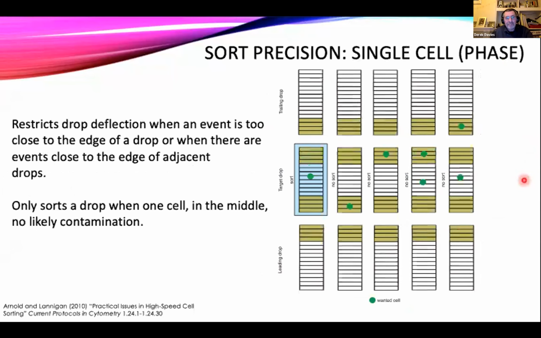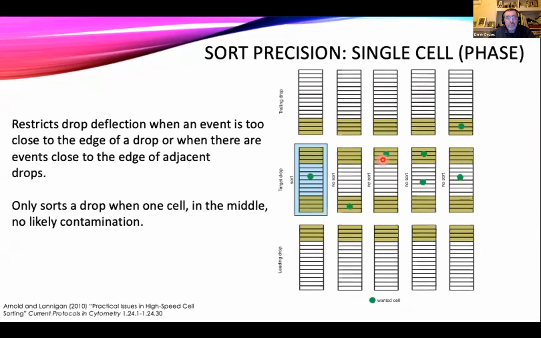And then the final is our single cell mode, or what we call a phase mode. And this time we're only going to sort the cell when it's in the middle, so in the middle of the droplet, not to the preceding or leading edge, and there's nothing either side of it. Here I'm not going to sort this drop because there's a chance I might sort an empty drop. Okay, that cell may have actually ended up in this drop when it reached the break-off point.